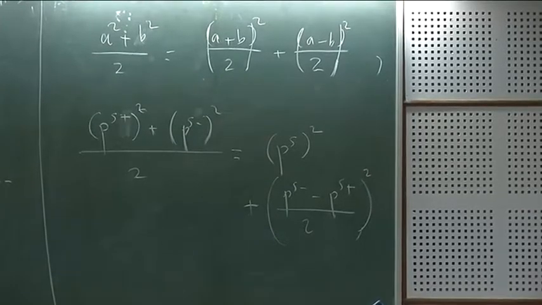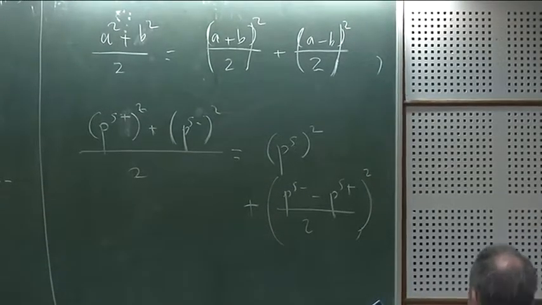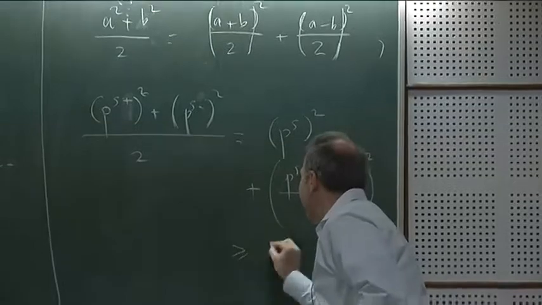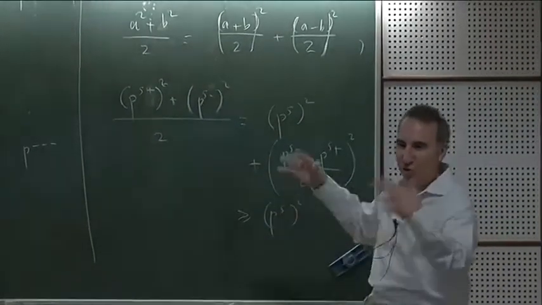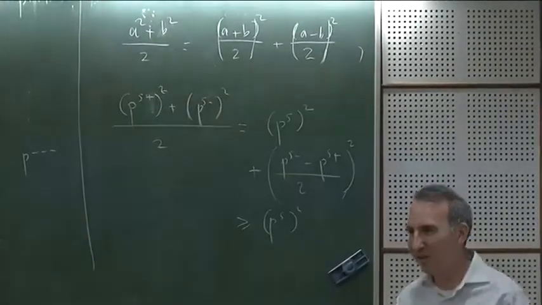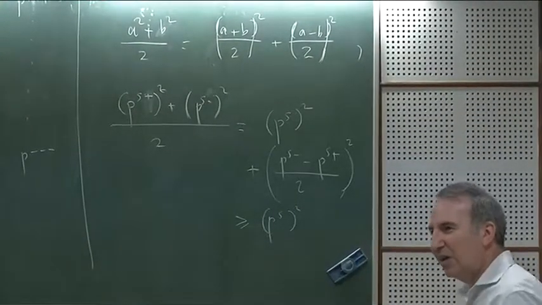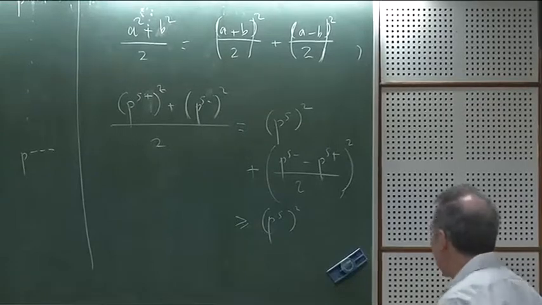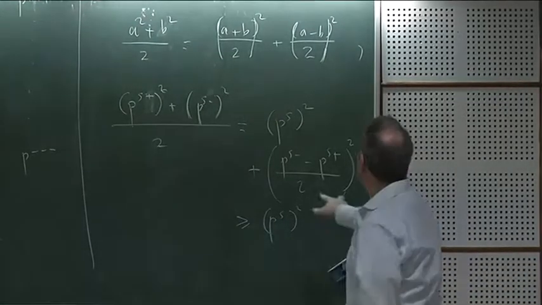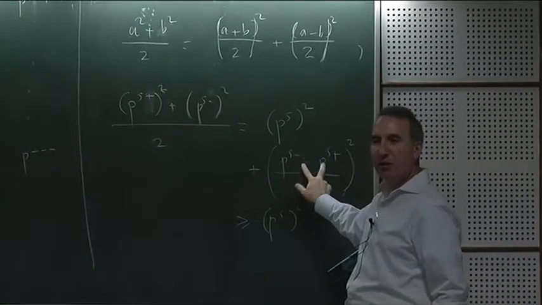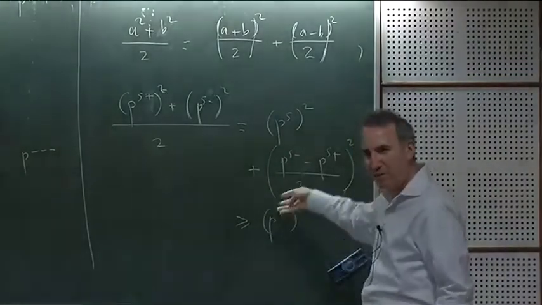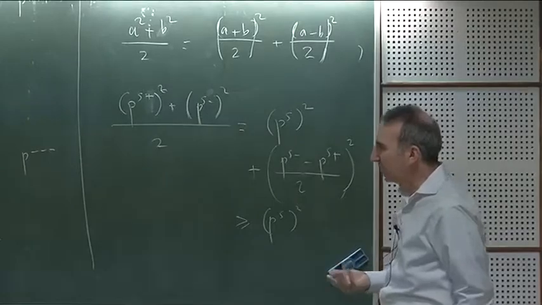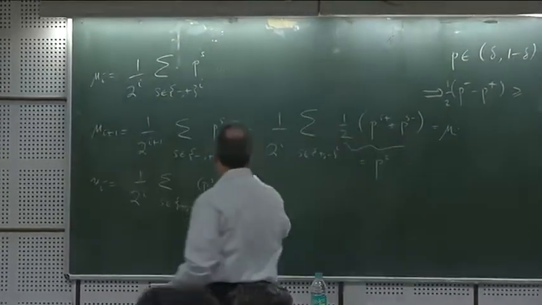In particular, this number is bigger than ps squared because this is a square, so it's always positive. So this is bigger than or equal to ps squared. And in fact, it's strictly bigger because this number is never 0 unless ps is close to the extremes already. But at the moment, this is fine. Now let's apply the same trick to nu i plus 1.